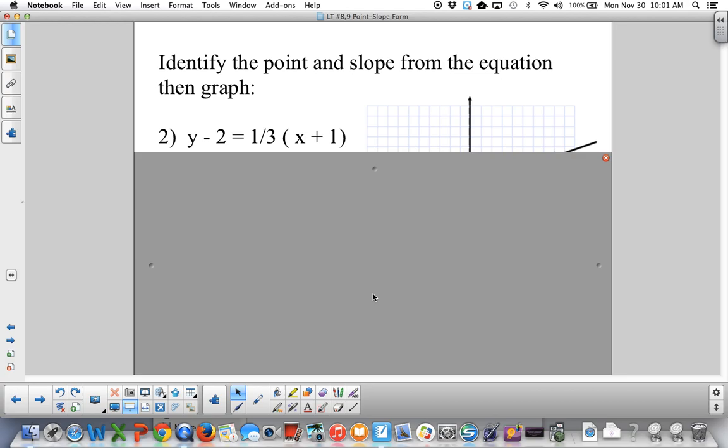Try this one on your own, so pause the movie and then press play when you're ready to go over it.